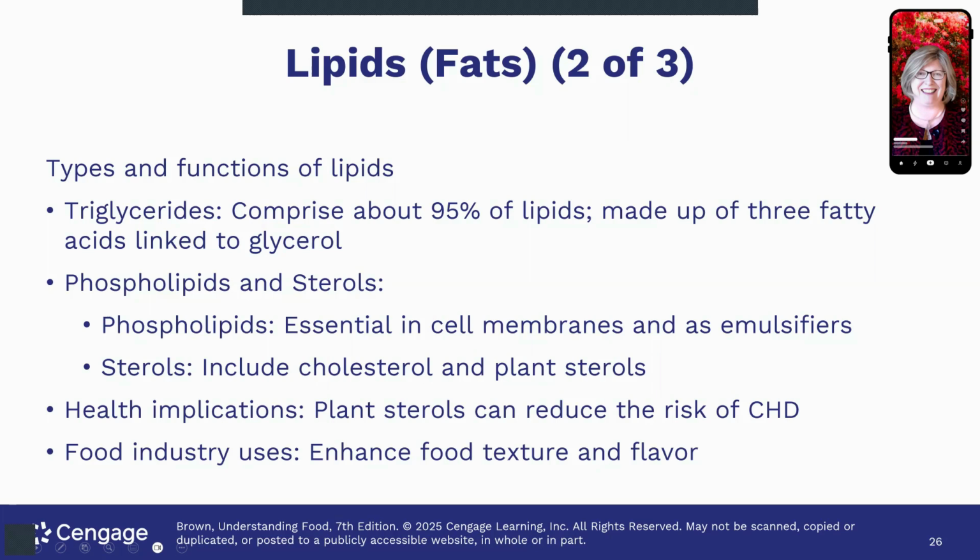Very difficult to get enough of in your diet, but if you do, it can reduce the risk of coronary heart disease. There are some margarines that are marketed as a plant sterol source, if you can see those in the dairy case. Fats are used to enhance food texture and flavor. Fats make foods tender and flavorful, and that's the draw. Think of ice cream.